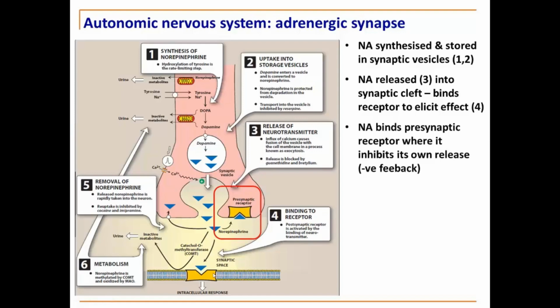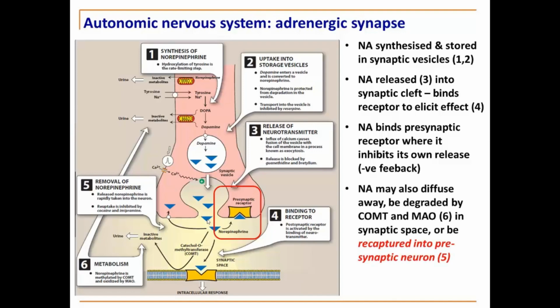But what happens to that noradrenaline? Noradrenaline can bind to a presynaptic receptor, where it actually inhibits its own release. So at this stage, the more noradrenaline you get in the synaptic cleft, the more will bind to the presynaptic receptor, and therefore the more inhibition of the release of more noradrenaline you will get. So it's like a negative inhibition system. It's quite nice in that respect.